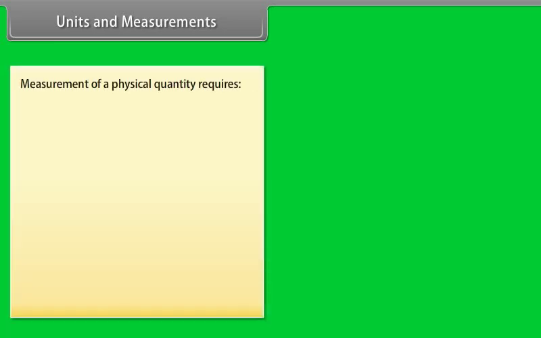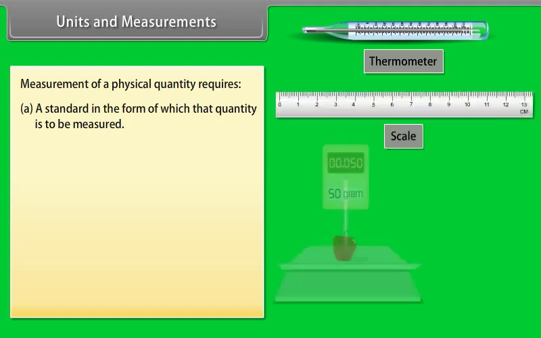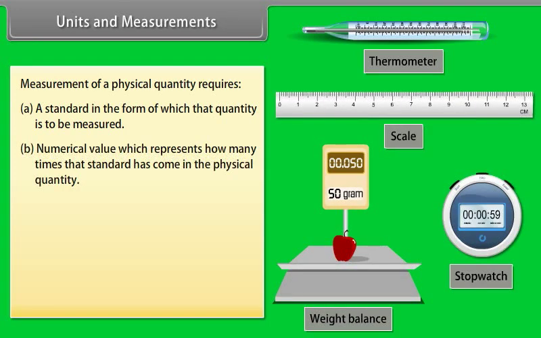Units and measurements. Measurement plays a very vital role in the study of physics. Measurement of a physical quantity requires A. A standard in the form of which the quantity is to be measured. B. Numerical value which represents how many times that standard has come in the physical quantity.